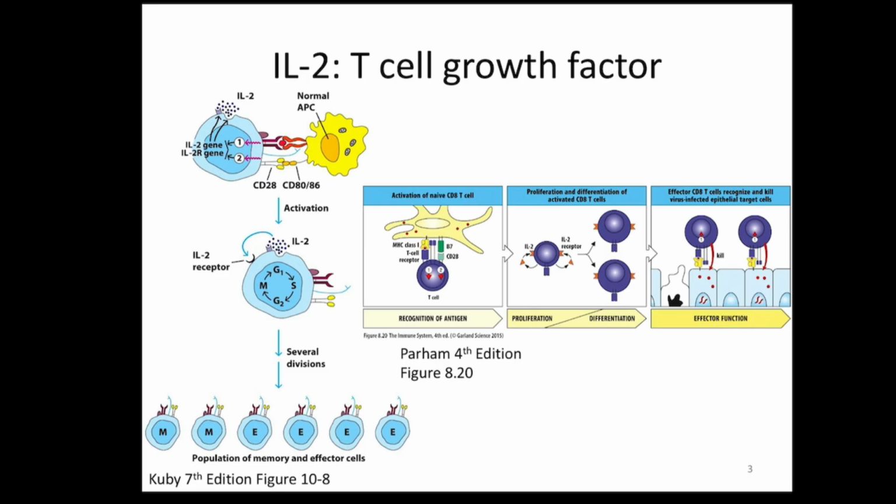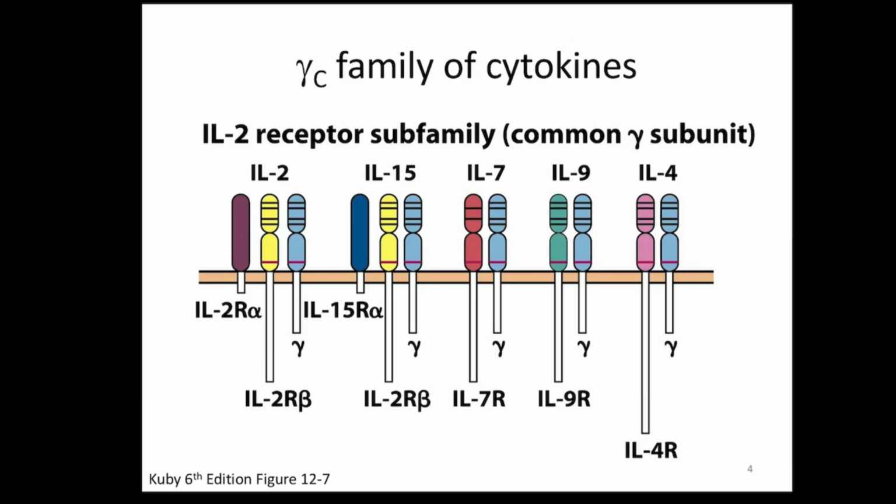IL-2 is one member of a family of cytokines. So cytokines can be divided up into different families. And the whole family that IL-2 is part of is pretty famous. IL-2 is part of a family of cytokines called the common gamma chain family of cytokines. You can see the gamma C in the title here for gamma chain.